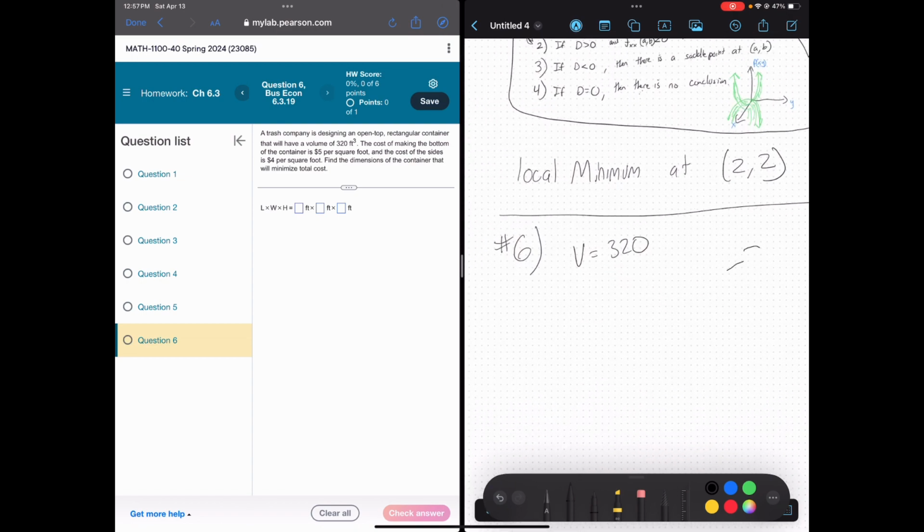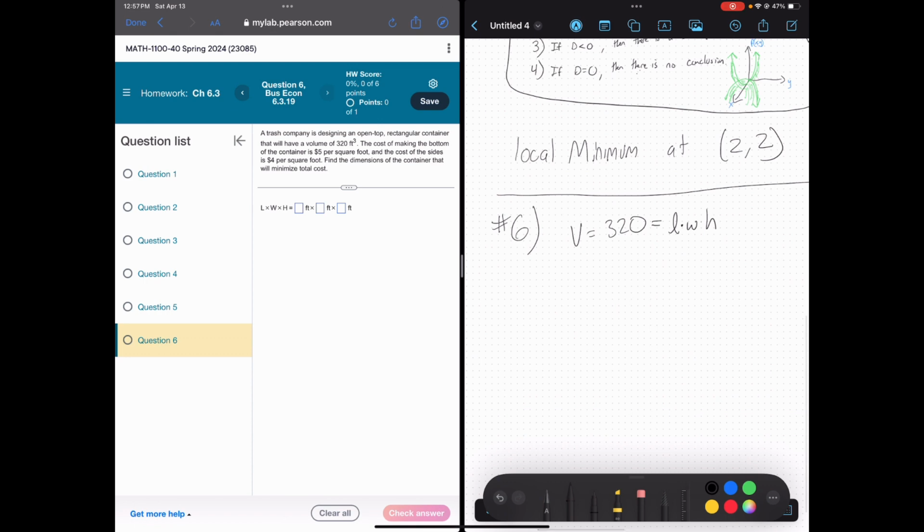And how could I write volume? Well, volume is just length times width times height. Okay, interesting. So that's what we have so far. Let's see, we're trying to minimize cost. So let's see if we can come up with a cost equation. So C is going to be my cost equation.